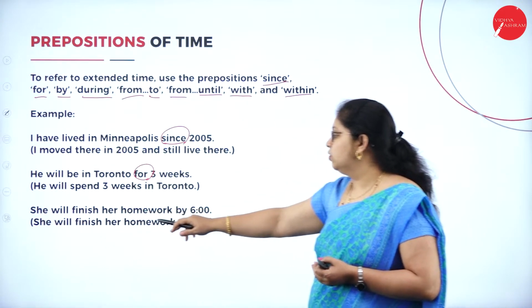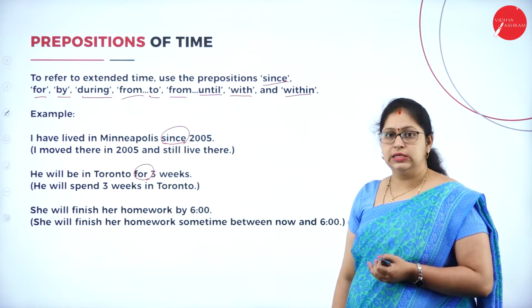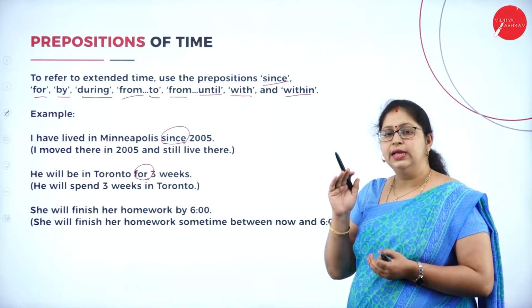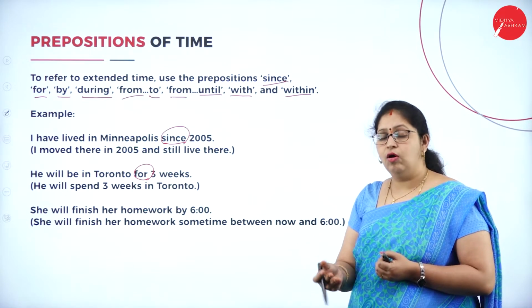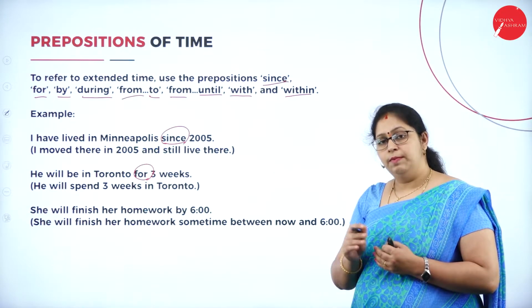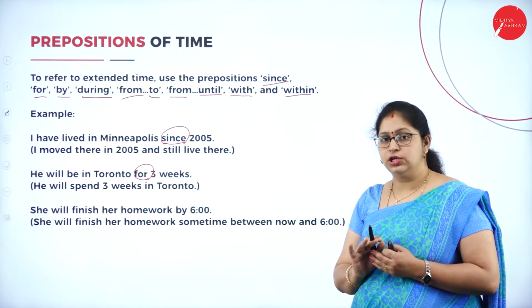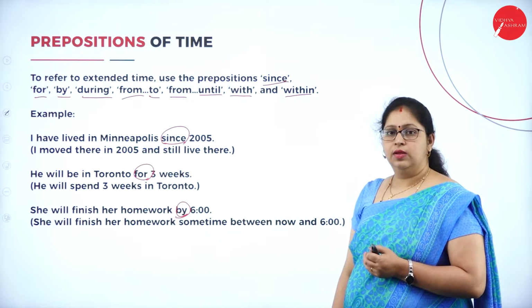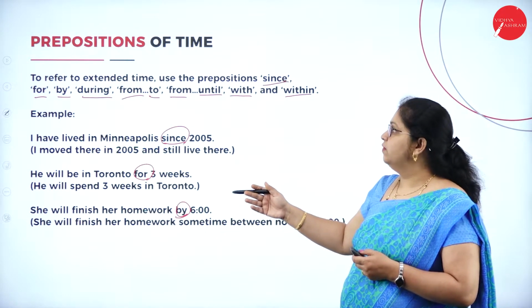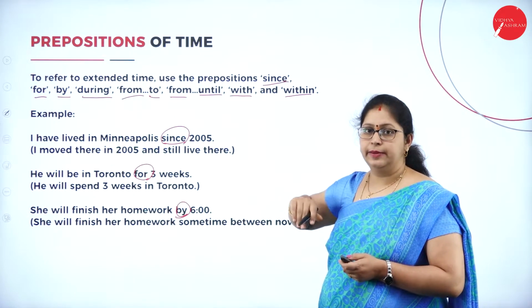She will finish her homework by 6. So, it is estimated that she will finish the homework by 6. It may extend or may finish early also. By 6, she has planned to finish her homework. So, by is used here. Okay. So, this is an example for extended time.